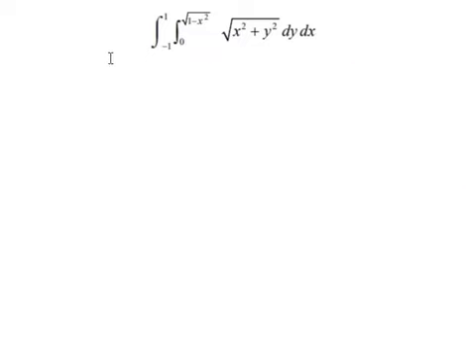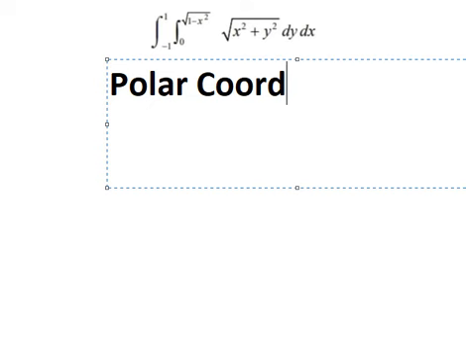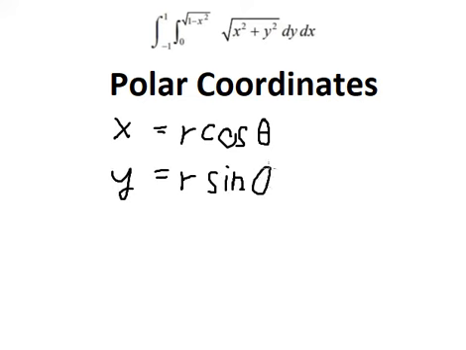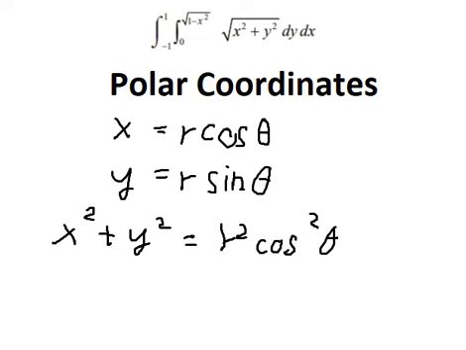So we can use polar coordinates. So I will put x equals r cosine theta, y equals r sine theta. So we have x squared plus y squared equals r squared cosine squared theta plus r squared sine squared theta. So we have r squared and r squared.